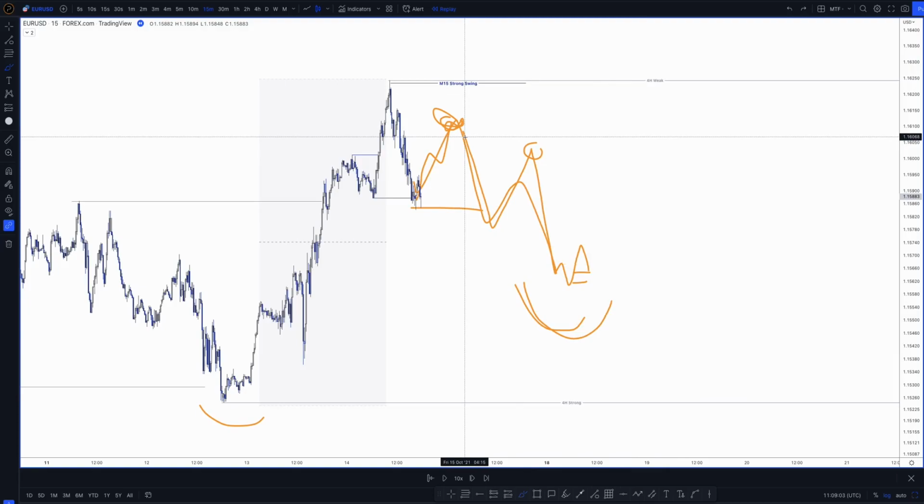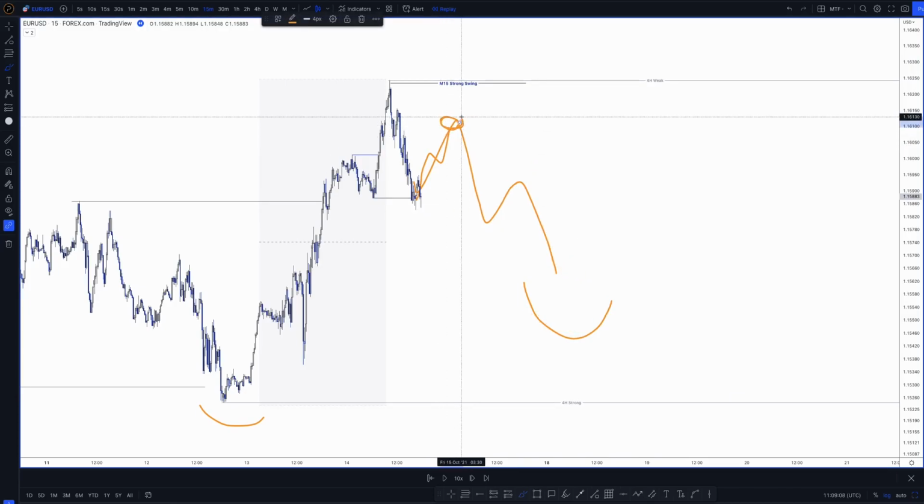So when you're trading against the 4-hour trend in this instance, the best time to do it is up here because this is the start of the 4-hour pullback, okay? Whereas if you're trying to do it down here, this could play out.